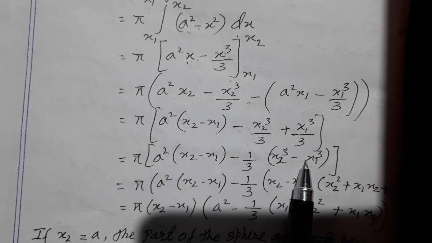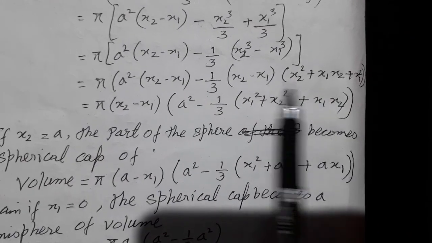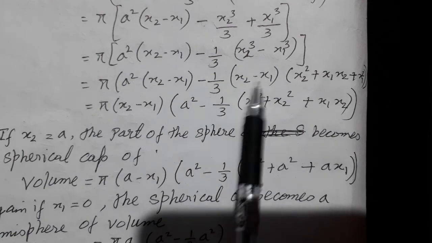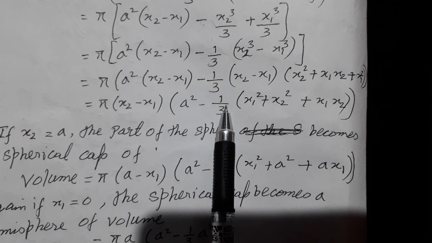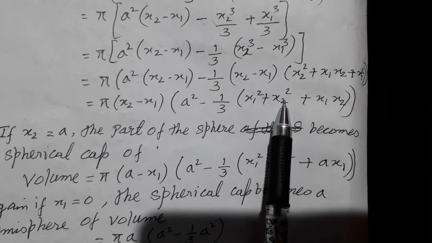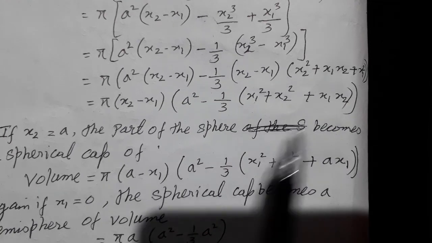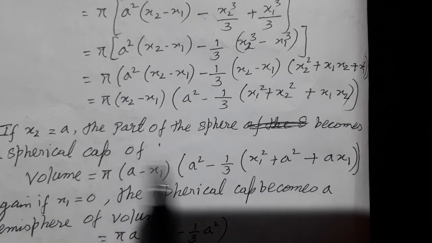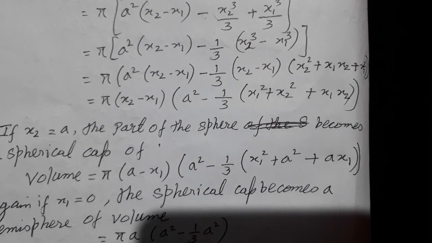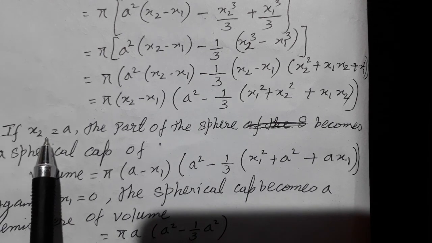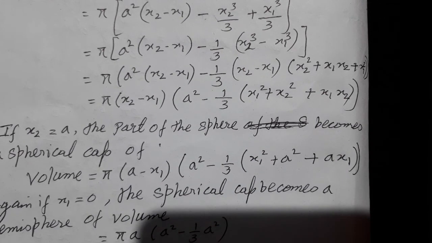Now we apply the formula for a cube minus b cube. Taking the common factor throughout, we get pi times x2 minus x1 times a squared minus 1 by 3 times x1 squared plus x2 squared plus x1 x2. This is the volume between the two planes. Now if we take x2 equal to a, the part of the sphere becomes a spherical cap.